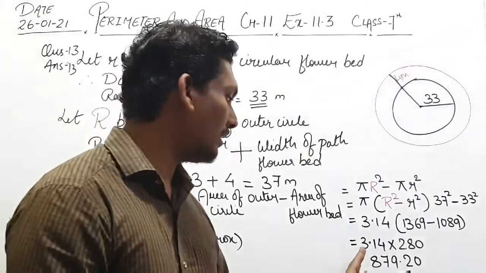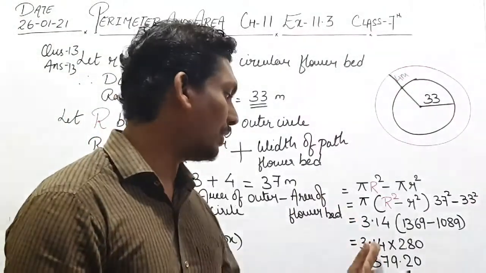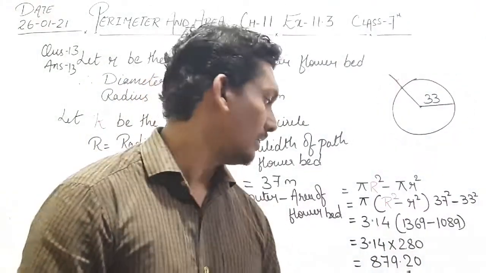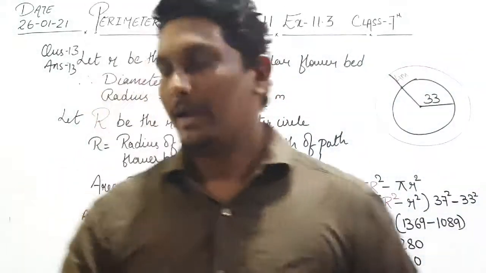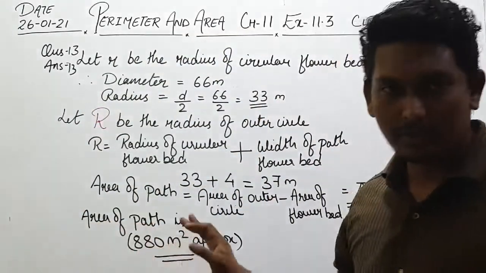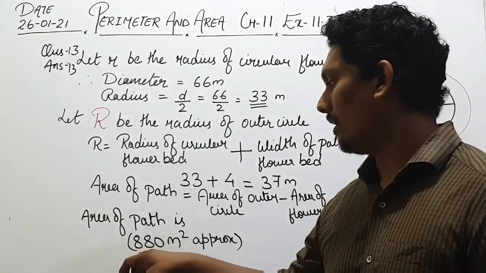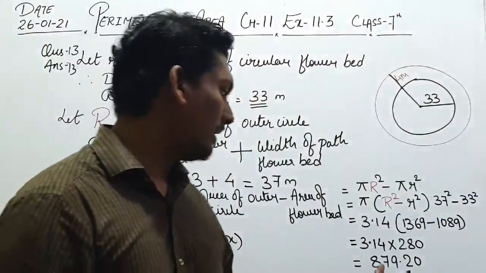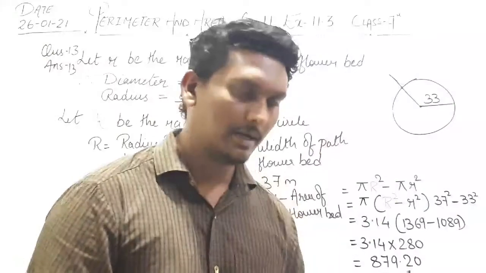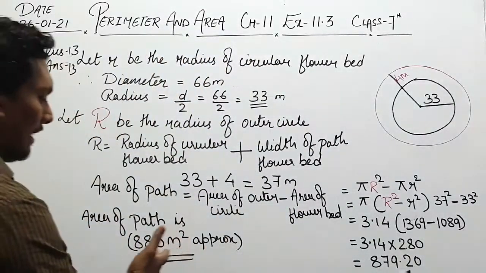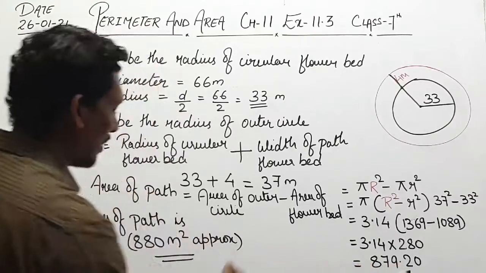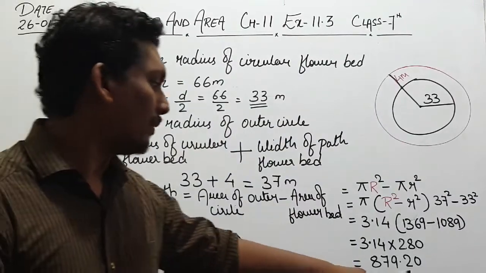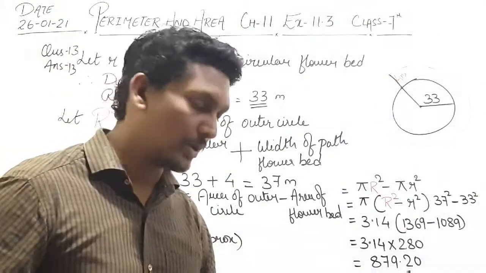What you have to do is just multiply with the value of pi, that is 3.14 multiplied by 280. So you will get 879.20. I have just taken the approximate value. You can write it as 880 meters square, or you can write 879.20. There is no issue in that. I have just rounded off this figure up to 880, but if you want to write the exact answer, you can write it. There is no problem in that.